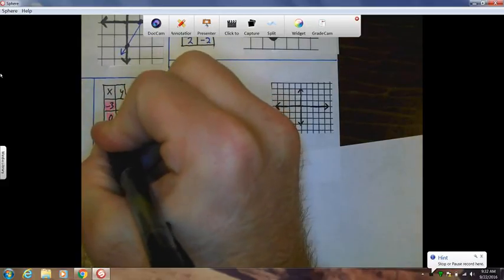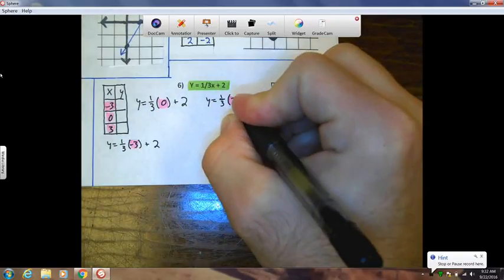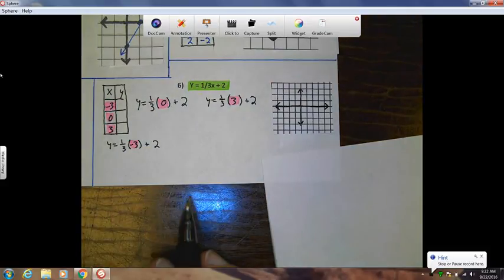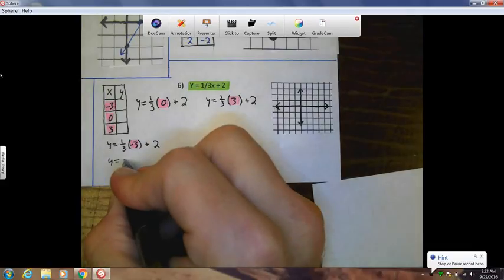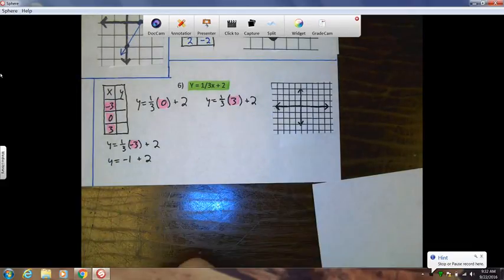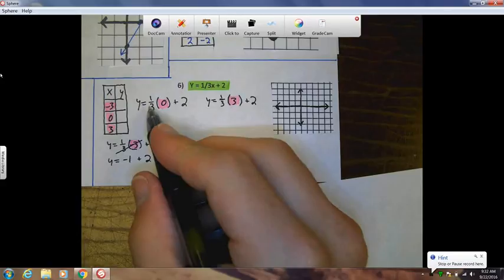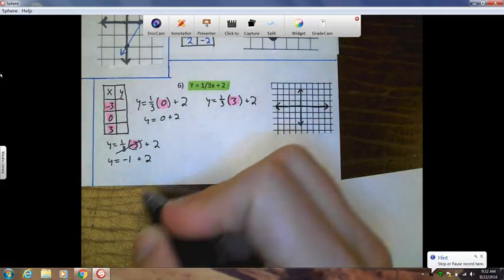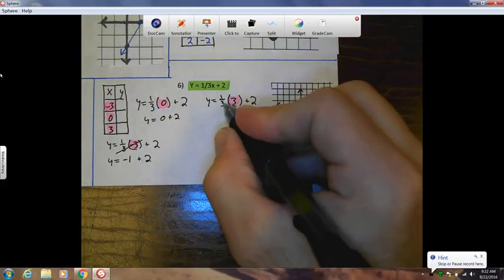So I'm putting those in for my x's. Here's why I do this. 1/3 times negative 3 is negative 1, because I can cancel those out. 1/3 times 0 is 0. So I can easily do 0 plus 2. And again, 1/3 times 3 is 1. So always choose wisely for those points.